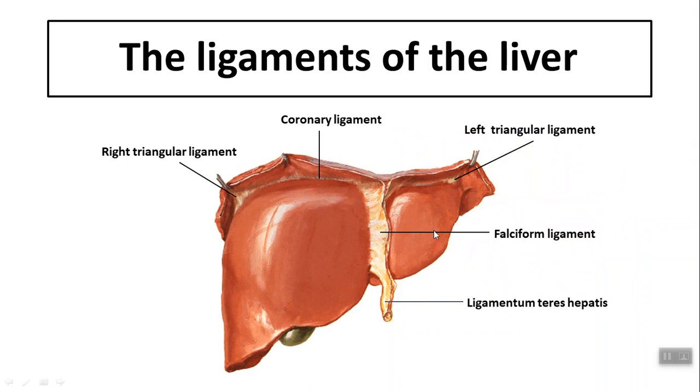Here we can see another drawing of the ligaments of the liver. This is the falciform ligament. From its lower free border we have another ligament called the ligamentum teres hepatis, but the double layer is just this, the falciform ligament, attaching the liver to the anterior abdominal wall and the diaphragm. And we have the coronary ligament, and at the right and left extremities it is formed by the right and left triangular ligaments.